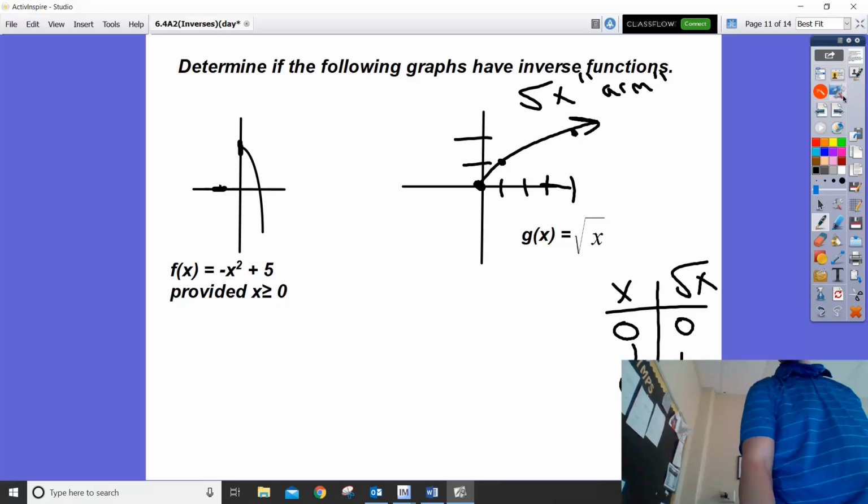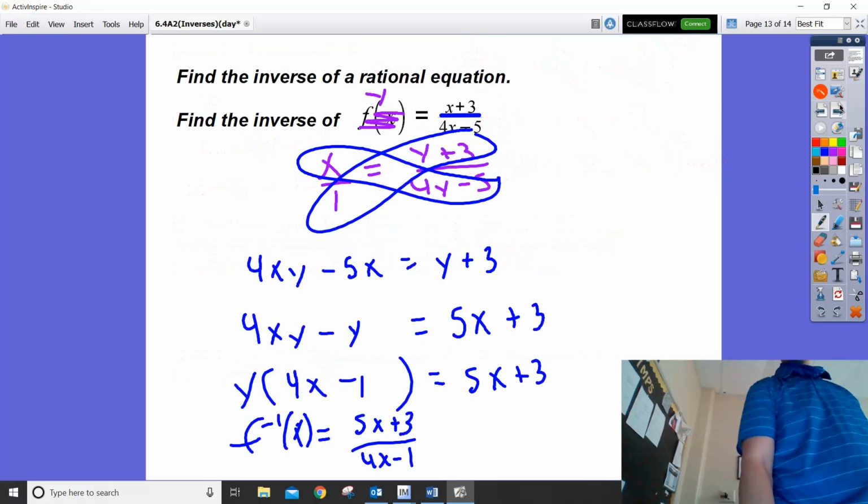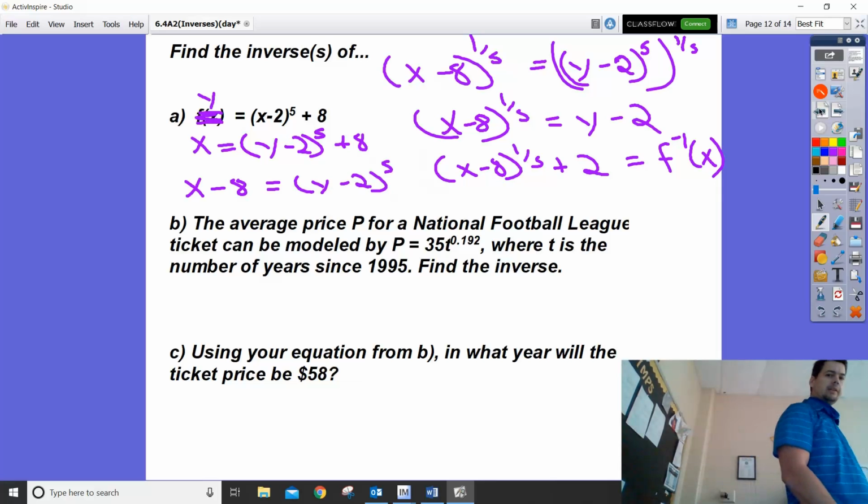Hey, look at that, we're almost done. We did that one, we did that one. Only thing we didn't do is the word problem. It's about the NFL. Average price for a National Football League ticket can be modeled by P, which P stands for what? Price. 35 T to the 0.192, where T is the number of years since 95. Find the inverse.